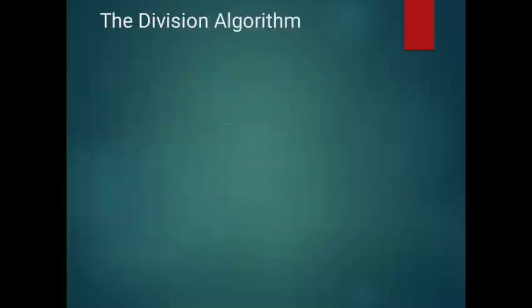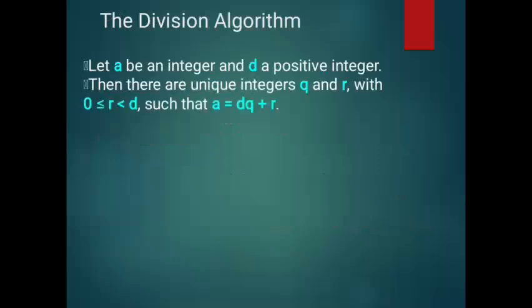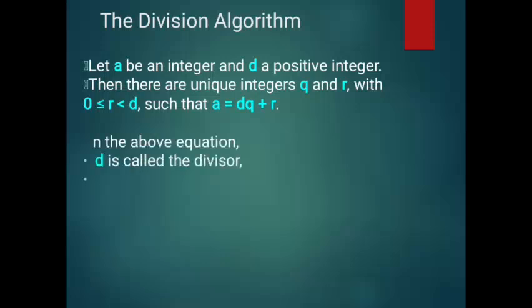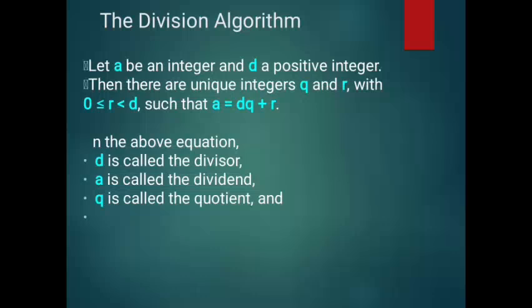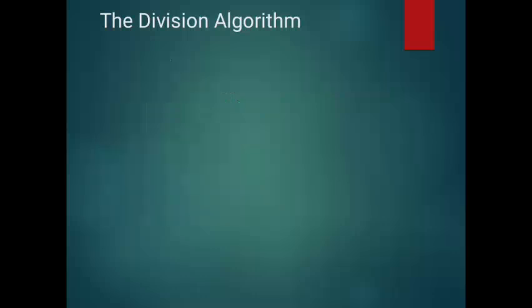Next, the division algorithm. Let a be an integer and d a positive integer. Then there are unique integers q and r with 0 less than or equal to r less than d, such that a is equal to dq plus r. In the above equation, d is called the divisor, a represents the dividend, and q represents the quotient.